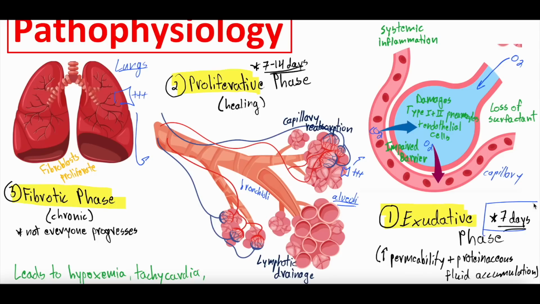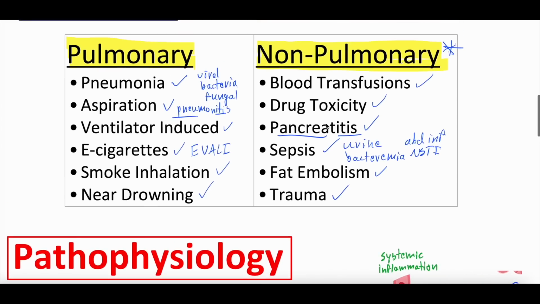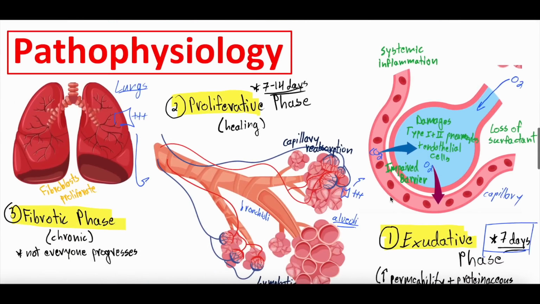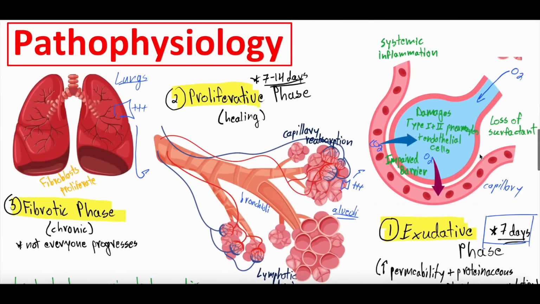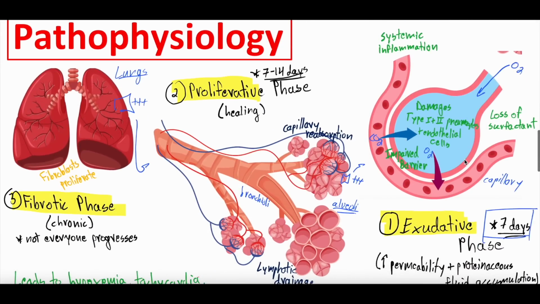So what happens in the exudative phase of ARDS? This is within the first 7 days, and we'll talk more about this 7-day timeline when we get into the diagnostic section. But remember, this is an acute disease. So this is within the first 7 days of one of these inciting acute events. Let's say you got pancreatitis, or bad pneumonia, or goodness forbid, you had a near drowning event. Within 7 days of one of these acute events, you start to get changes in your alveoli.